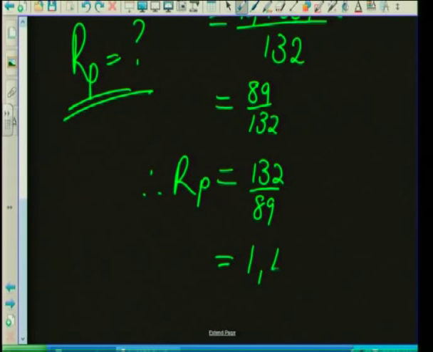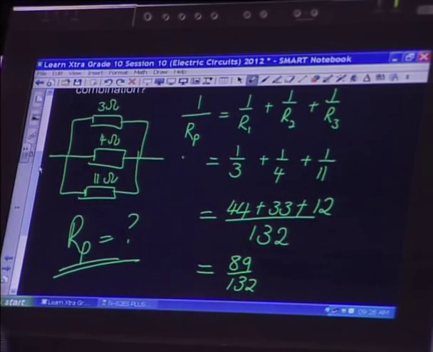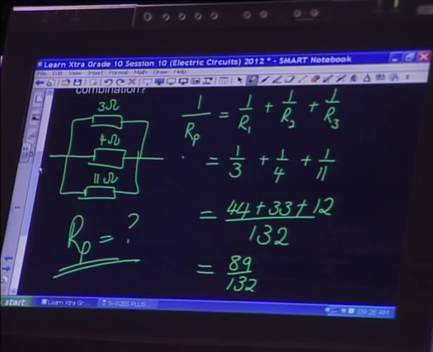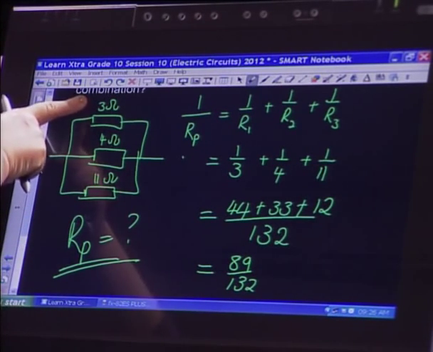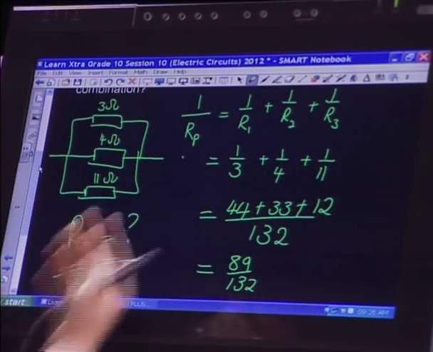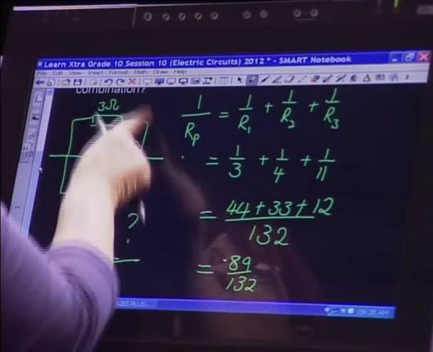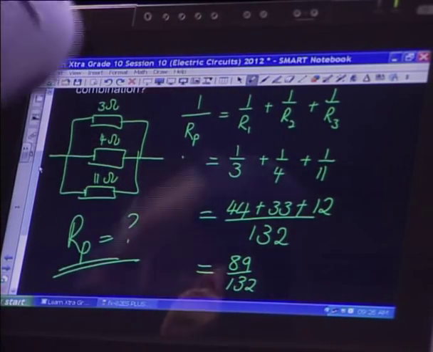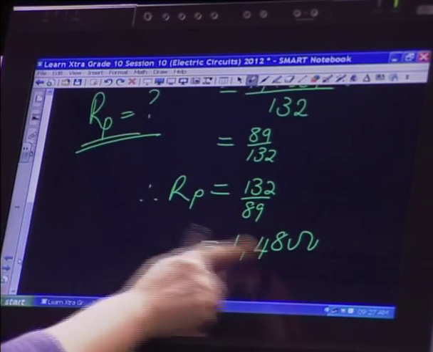You have to change this into a decimal, and it's 1,48 ohms. You must change it into a decimal, okay? Now, if we go back here, remember I said to you in the last segment that the total resistance of a parallel combination will always be smaller than the smallest resistance. We just proved that. Because here, my smallest resistor is 3 ohms and my total is 1,48. Now, what that means is if I wasn't concerned with splitting up the current, I could take all three of these resistors out of the circuit and replace it with one resistor of 1,48 ohms and it'll do exactly the same job. Okay? You happy with that one?